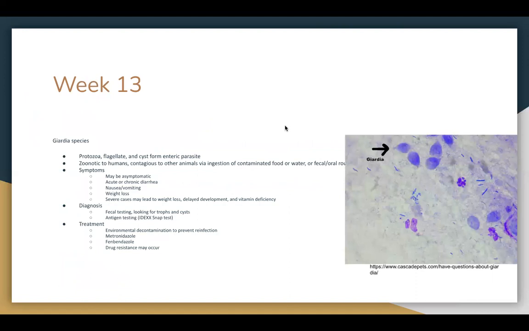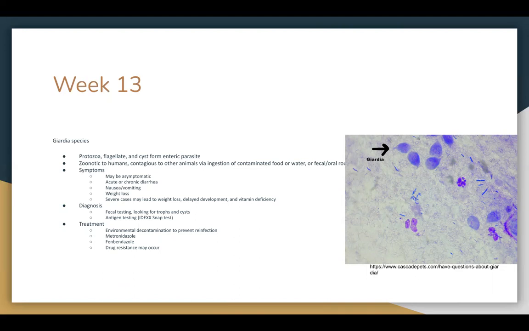And then week 13, one of the parasites was Giardia. So Giardia can present in 3 different forms: the protozoa, the flagellate, and the cyst form, all of which can be seen on fecal testing. It is very zoonotic to humans, and it is contagious to other animals. Usually transmitted via ingestion of contaminated food or water, or the fecal-oral route.